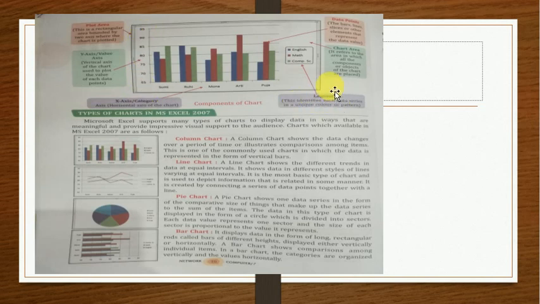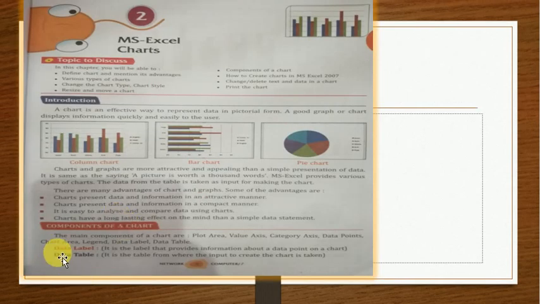Okay, legend. What are legends? This identifies each data series in a unique color or pattern. So here in the previous page, 2 points were left, that is data label and data table.